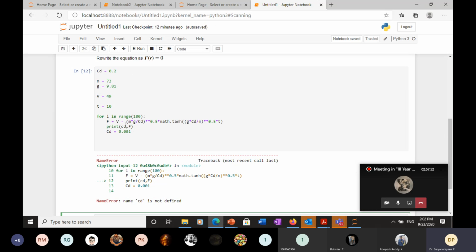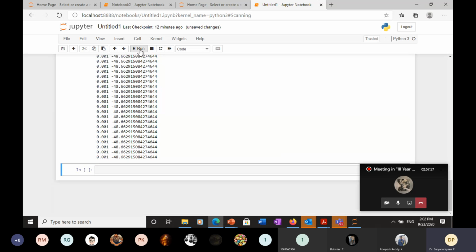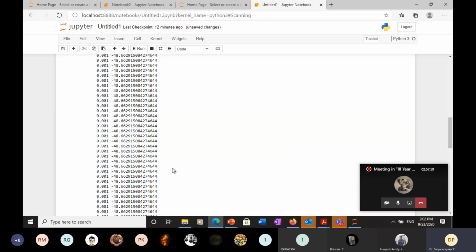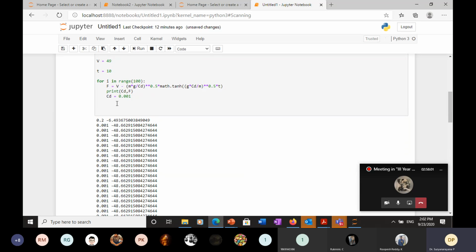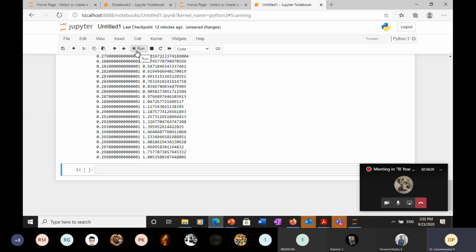Oh, this is capital CD. See, I should have been careful. This is CD plus equals. I told you about the increment operator. This is incremental assignment, called augmented assignment or something. CD equals CD plus 0.001, that's what that means. Okay, now I run this.